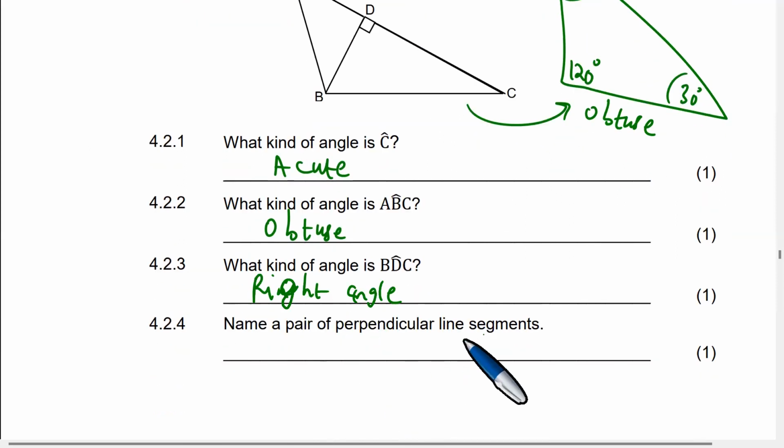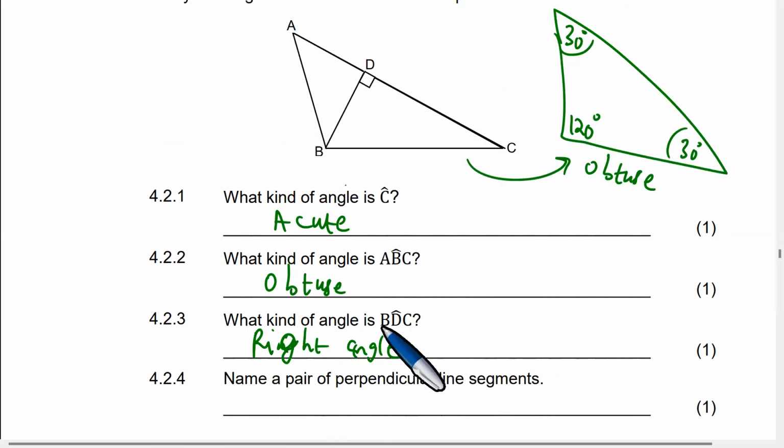Name the pair of perpendicular line segments. Which line segments are perpendicular here? Name the pair. There are two lines that are perpendicular. What are they? Is it BD and AC? Yeah, it is BD and AC.